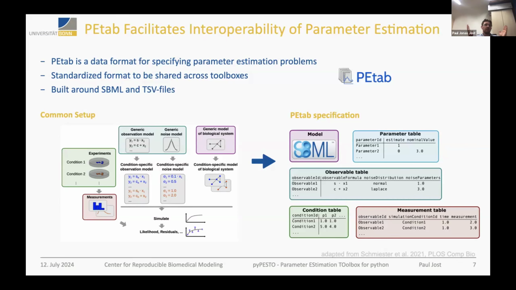The measurement table again is as many lines as you have data points. The observable table is 2 rows, and the parameter table is 5 rows. And so that's it.